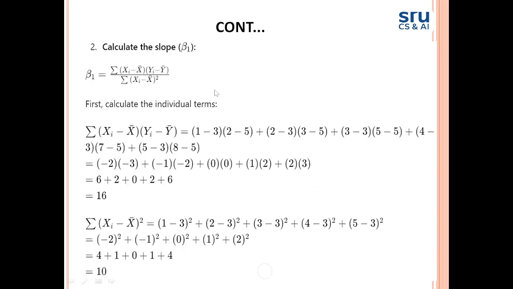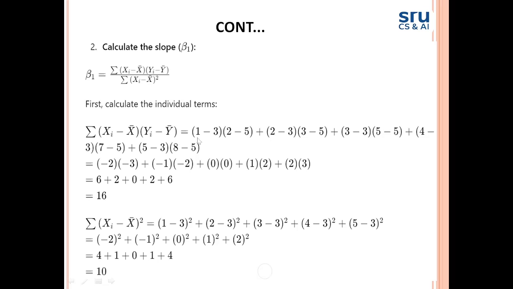Now, how do we find the slope beta 1? It is the summation of (xi minus x bar) into (yi minus y bar) divided by the summation of (xi minus x bar) whole square. So first of all, we have to calculate (xi minus x bar) into (yi minus y bar).